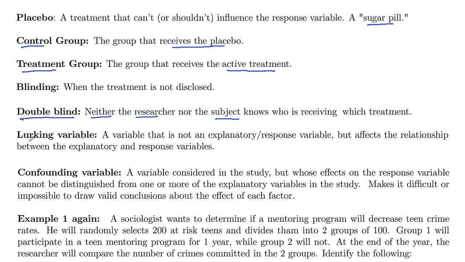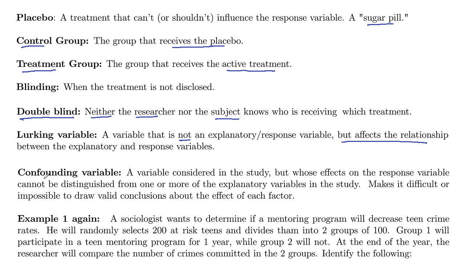A lurking variable here, think of something that's lurking, it's kind of hanging around, and that's the idea. It's lurking in the background. We've got a variable here. It's not the explanatory and it's not the response variable, so it's not one of the experimental variables, but it affects the relationship between the explanatory and response variables. So sometimes this lurking variable, this third variable, and there can be more than one, is distorting the effects in the experiment, and we're not aware of it.